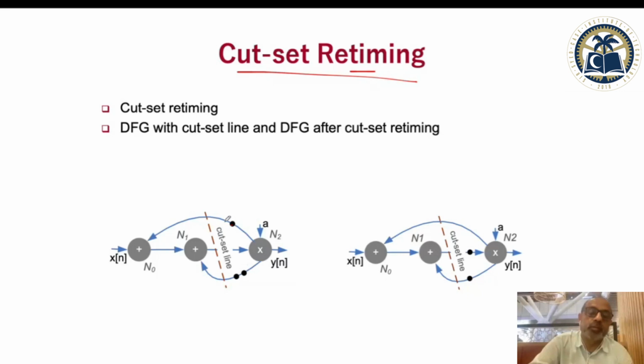So here is a path which is going this way, and here is a path which is going this way, and here is a path which is going this way. In cut set retiming, you put a cut, and you can move an equal number of registers going in one direction and move them to the other direction. Equal number of registers. So, for example, this path moving in this direction, this path moving in this direction, this path moving in this direction.